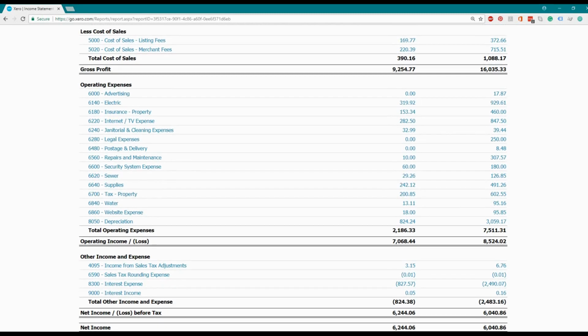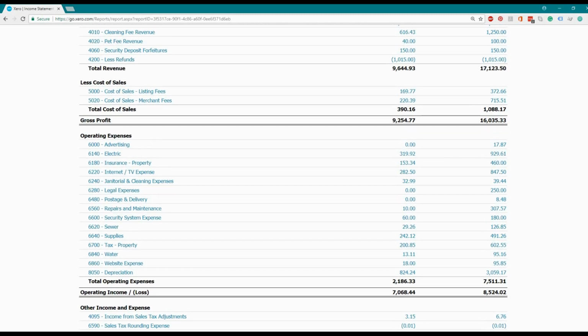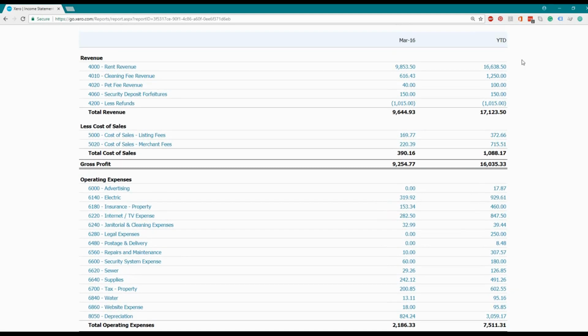Then we'll look at our operating expenses, things that are not directly tied to bookings, but things that the business does have to pay in order to operate. And so we have advertising, and we see we didn't have any advertising in the month of March. This column over here is the year-to-date column. So we did have some advertising earlier in 2016, but none here in the month of March.